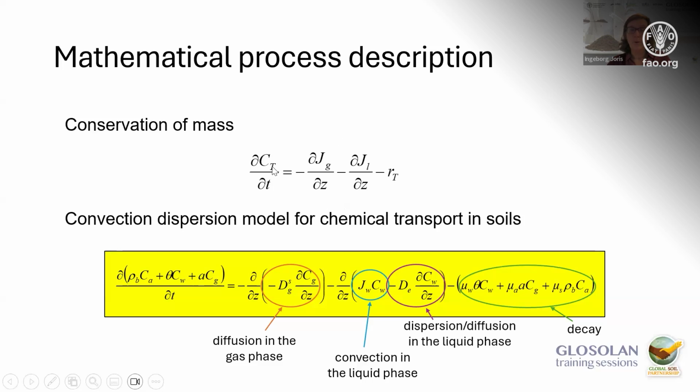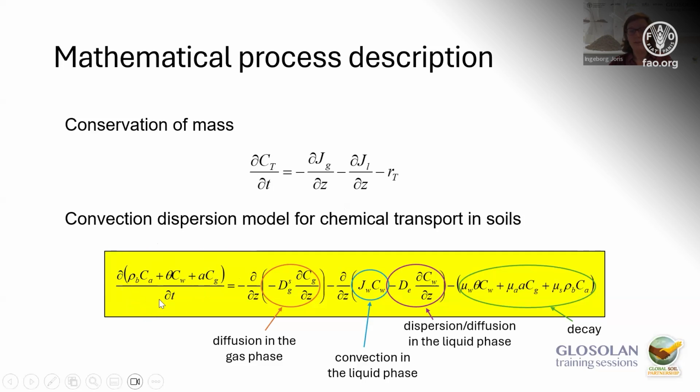If we fill in all the processes we talked about in this conservation of mass equation, we get the convection dispersion equation for chemical transport in soils. Here it's in 1 dimension. You can also have it in 3 dimensions. So this is the basic equation that describes all the transport processes that we discussed, combined in one equation.